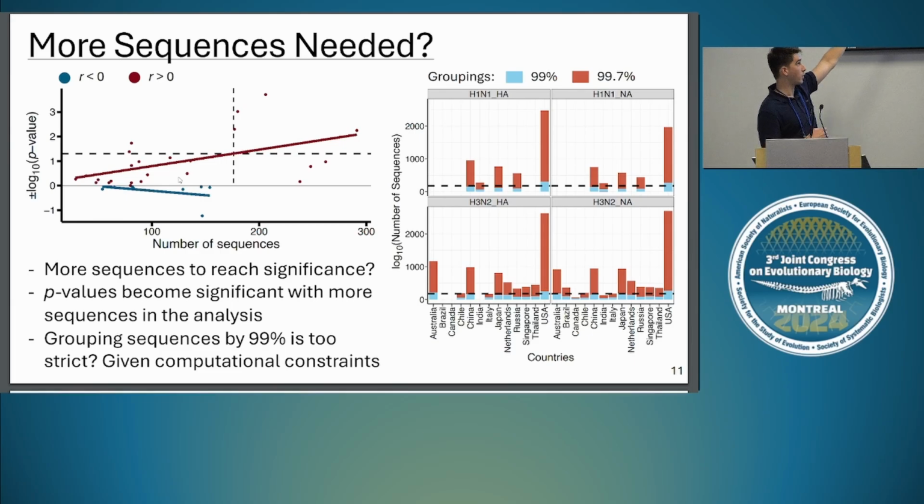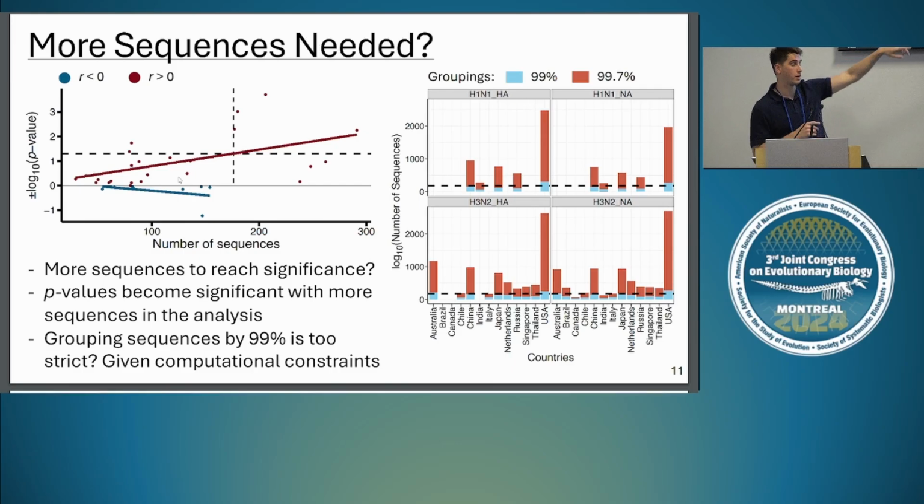So we tried to find a way to increase the number of sequences in our data sets to see if we would get more countries that were significant. So that's what I did next. Instead of grouping the sequences together at 99% and more similarity, we're going to group them at 99.7% similarity. And so that's the graph on the right that you have here, where we get a lot more sequences for every country that were in our data sets.